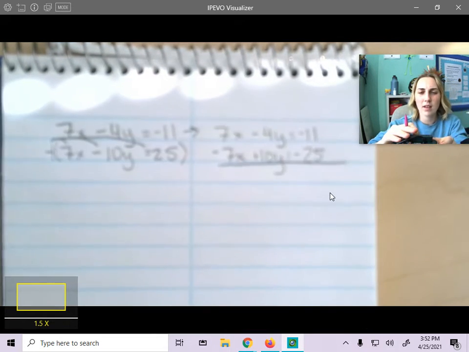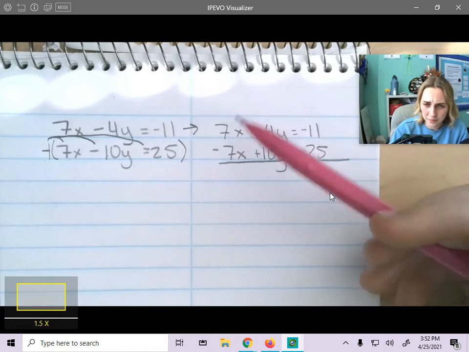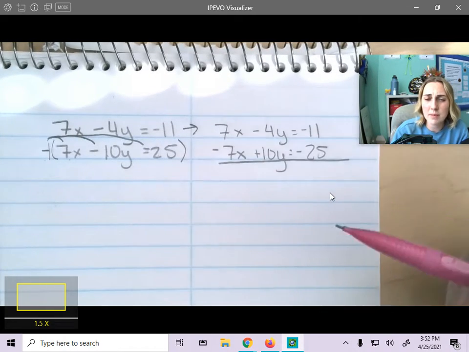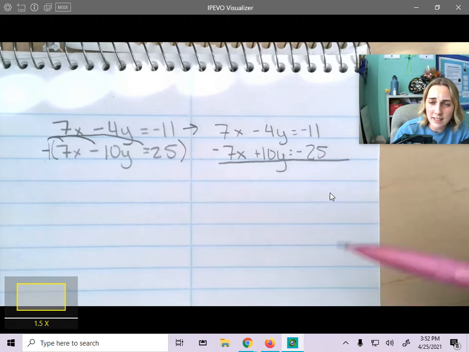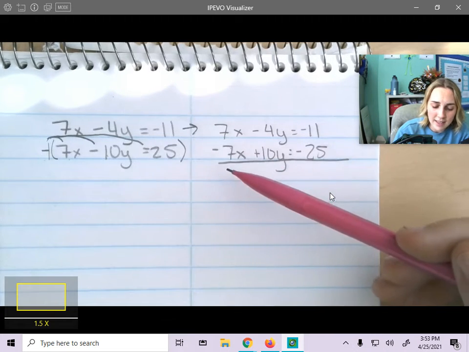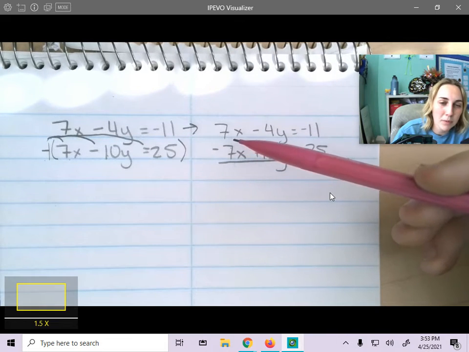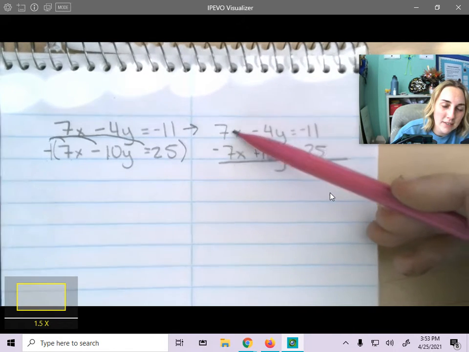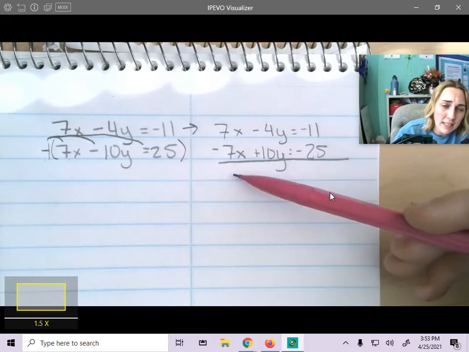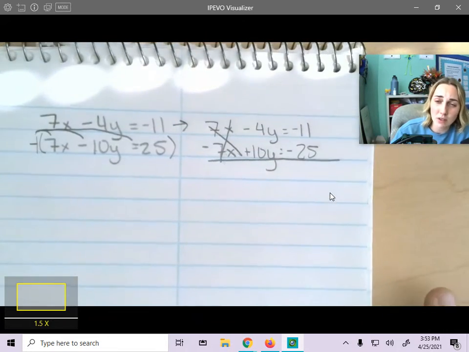So the whole part of elimination is we're going to eliminate a variable. The variable we're going to eliminate in this problem is going to be the x, because both x's in both equations have the same coefficient in front of them. They're both 7. So this is the variable I'm going to eliminate. So what we have here is a positive 7 minus 7. They're opposites, so they're going to cancel out. I have eliminated x. So now I can solve for y.